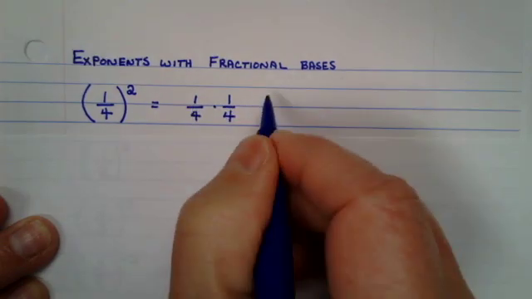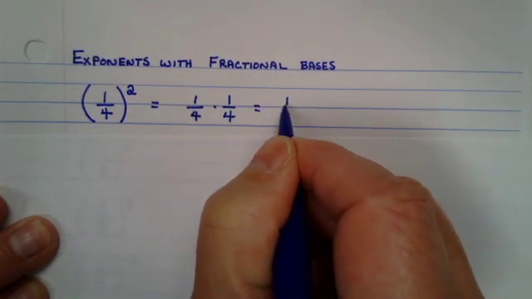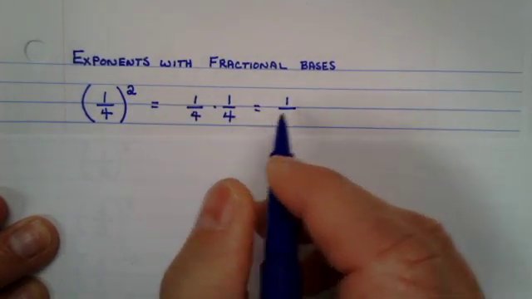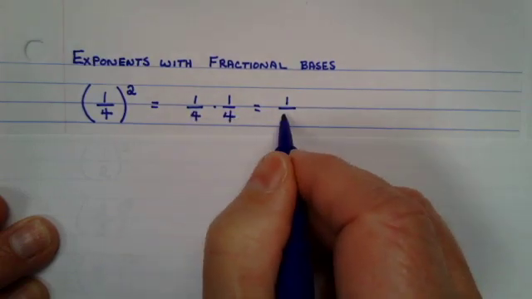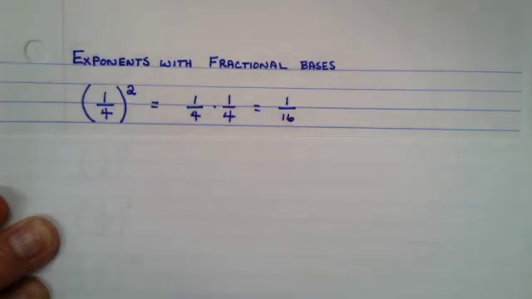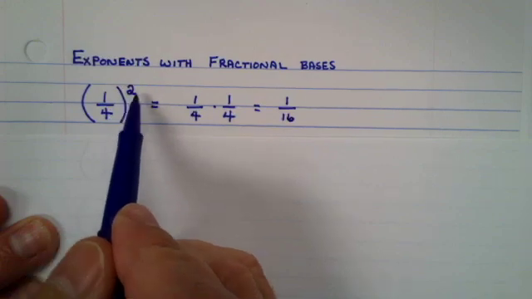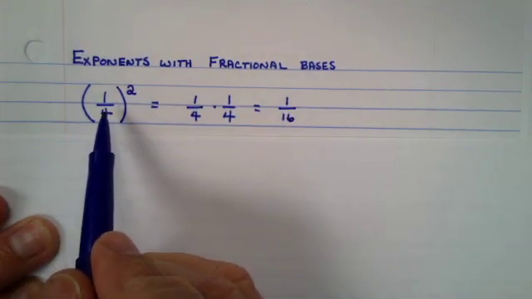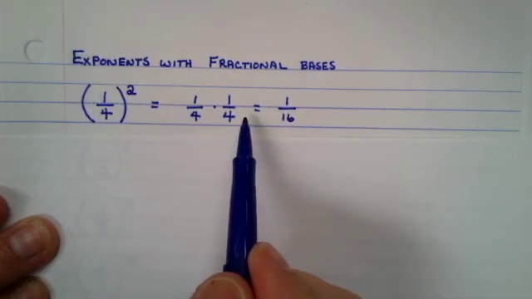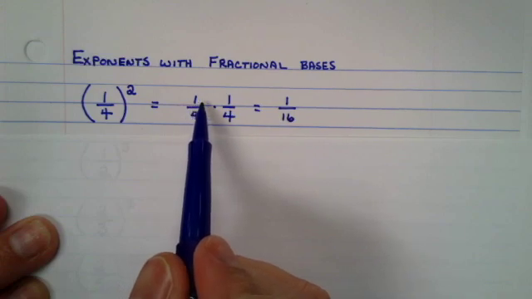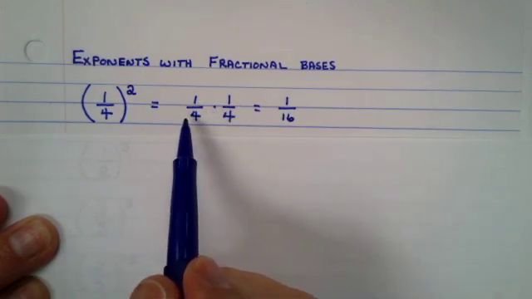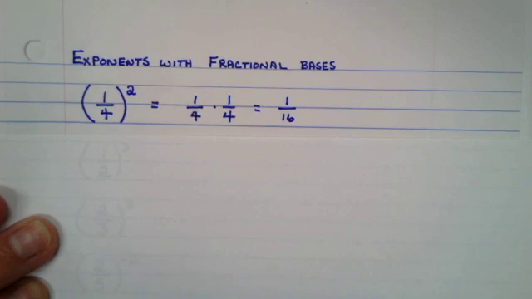You multiply the top numbers together. 1 times 1 is 1. And you multiply the bottom numbers together. 4 times 4 is 16. So this exponent tells you how many times you multiply what's inside the parentheses to itself. And you have to remember how to multiply fractions together. You multiply the top numbers together. You multiply the bottom numbers together.